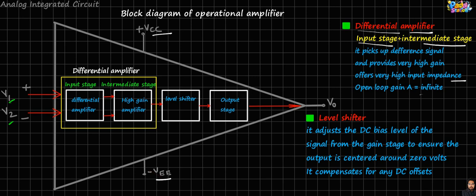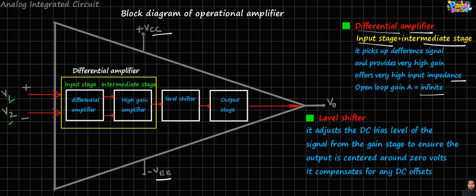Open loop gain A is infinite. Okay, so this is designed to obtain the infinite open loop gain. When we are not using feedback, we are not connecting some part of the output to the input. So in this fashion, it is designed and it is an open loop condition. And ideally, the gain is infinite.